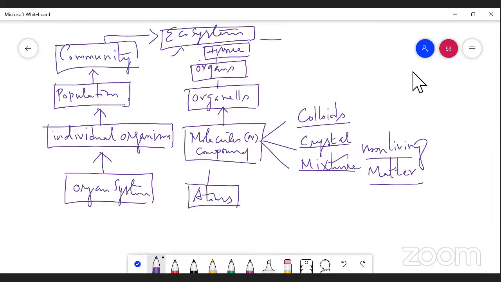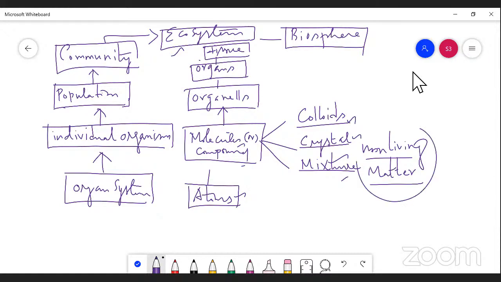The components of the biosphere: atoms, molecules and compounds, fluids, crystals, and mixtures are non-living matter, while individual organisms and ecosystems are living things. Living and non-living matter together make up the unique Earth.